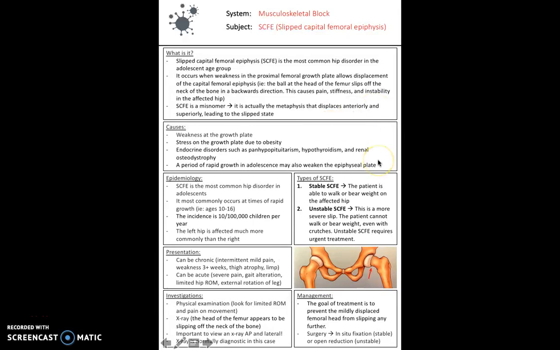Next we have SCFE, so slipped capital femoral epiphysis, and this is the most common hip disorder of adolescent children. So it occurs when weakness in the proximal femoral growth plate allows displacement of the capital femoral epiphysis. So to put that in simpler terms, the ball at the head of the femur slips off of the neck of the bone in a backward direction, and this causes pain, stiffness and instability in the affected hip.